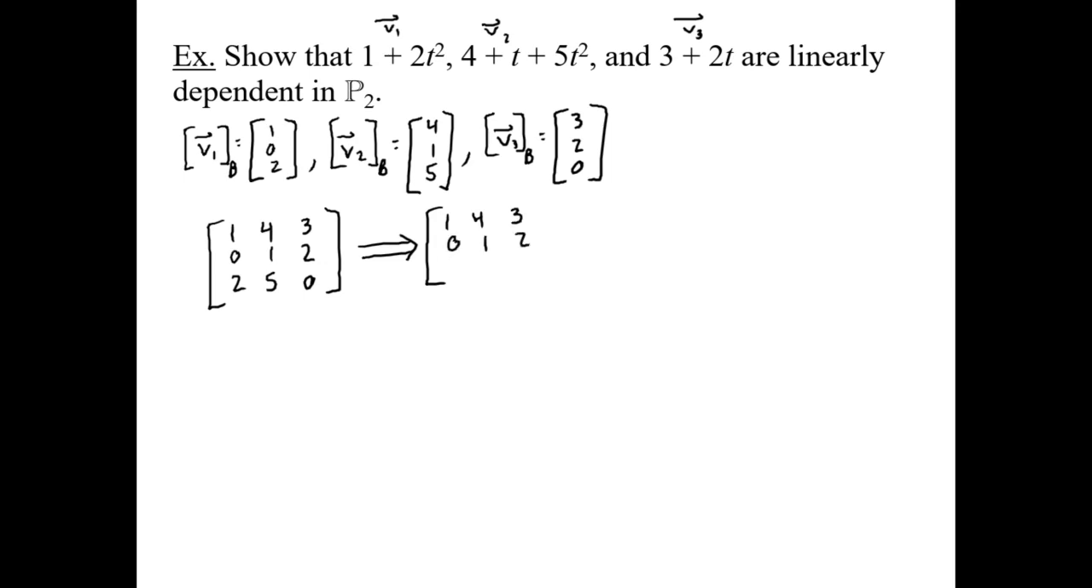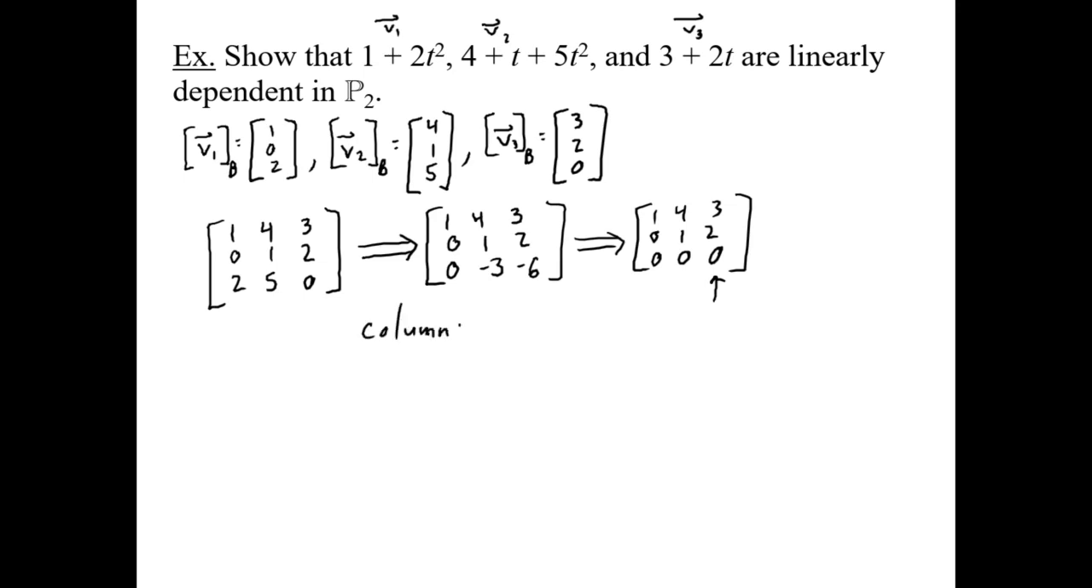Multiply the top by -2 and add the bottom, so I get 0, -3, -6. 1, 4, 3, 0, 1, 2. Multiply the middle by 3 and add them together, and I get 0, 0, 0. Okay, there is not a pivot in every column, which means that the columns are dependent.